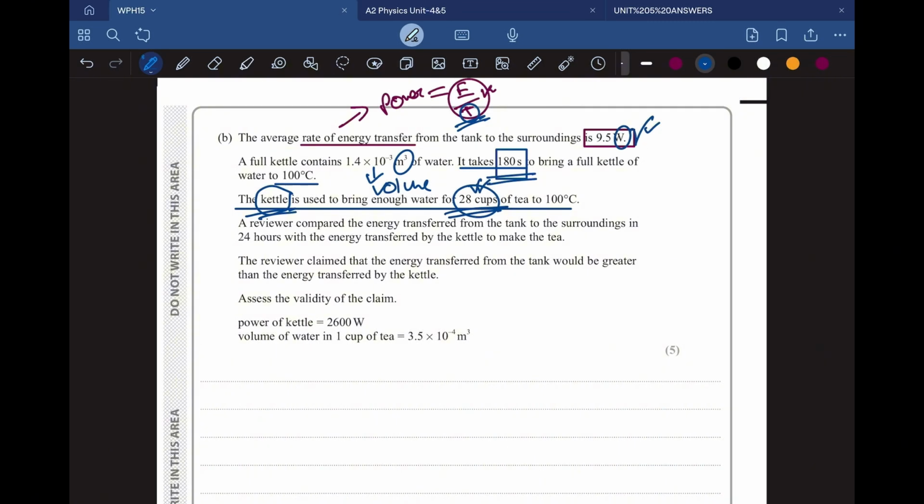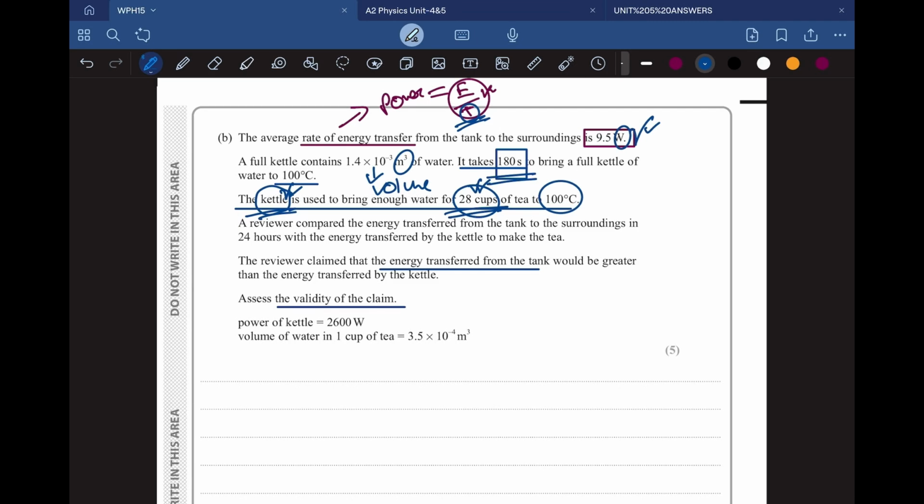A reviewer compared the energy transfer from the tank to the surroundings in 24 hours with the energy transferred by the kettle to make the tea. So basically they are comparing the energy transfer of the tank with the energy transfer of the kettle to bring those 28 cups of tea to 100 degrees Celsius. The reviewer claimed that the energy transfer from the tank would be greater than the energy transferred by the kettle. So this is what he is thinking. They are asking us to assess the validity of the claim.